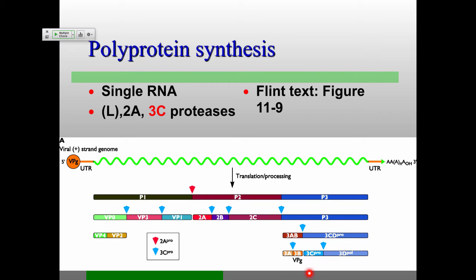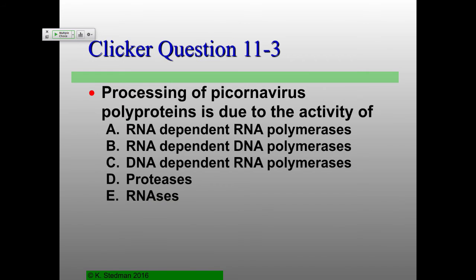One other thing to mention here, VPg, which is here at the end of your genome, is made also through proteolysis of this polyprotein here down at the end. So it's all about what? In terms of making these individual proteins. What kind of activity? Scissors, protease activity, right? So that means that everyone is going to do what on our next clicker question? Answer it correctly.